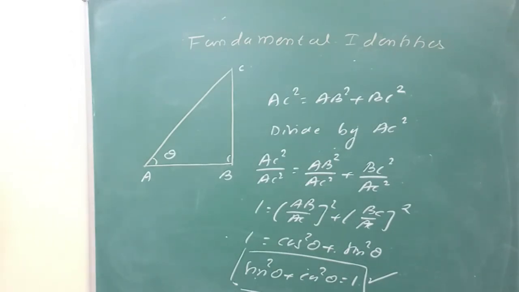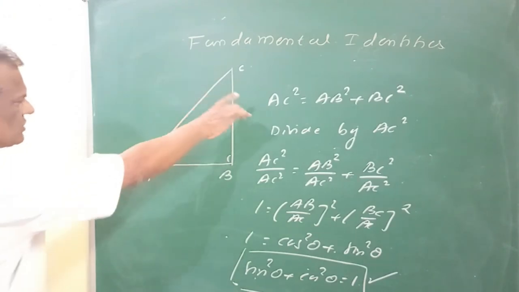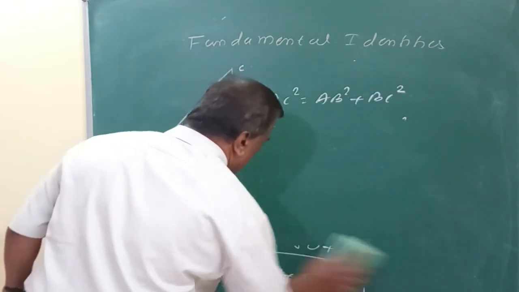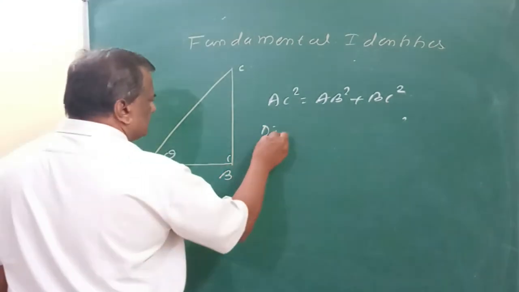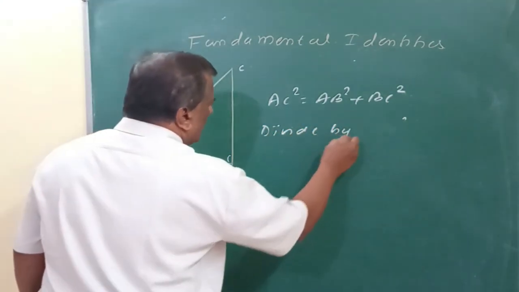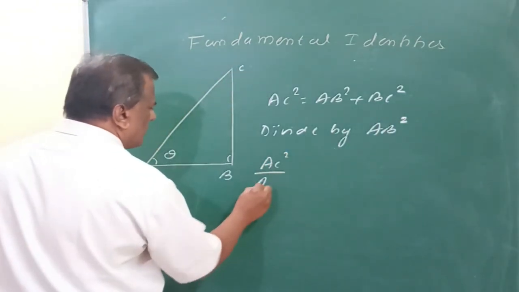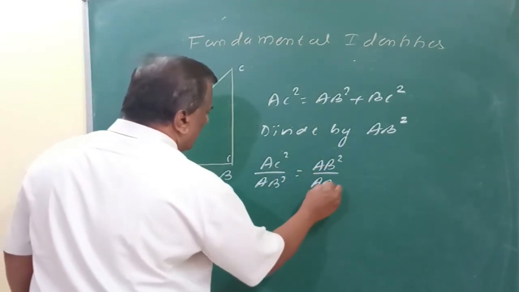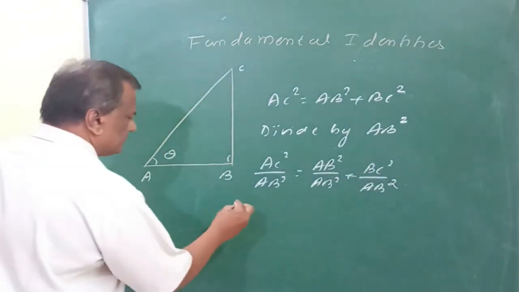Remember this one, first fundamental identity: sine square theta plus cos square theta is equal to 1. Very, very useful, very important. Then again come back to this one. AC square equal to AB square plus BC square. First you divided it by AC square. Now you divide by AB square. So AC square upon AB square equals AB square upon AB square plus BC square upon AB square.